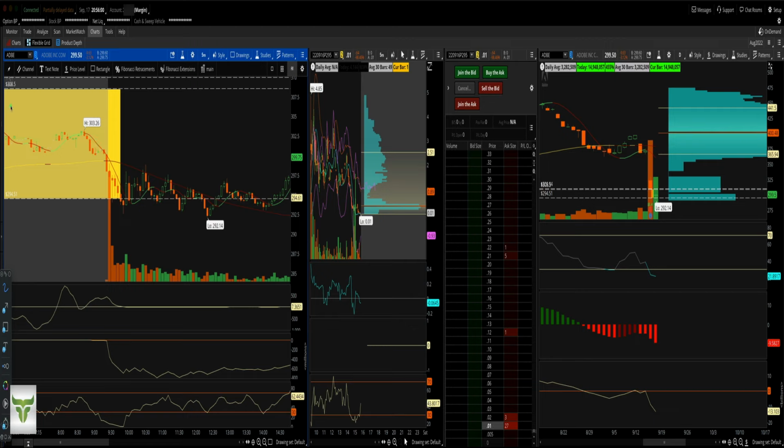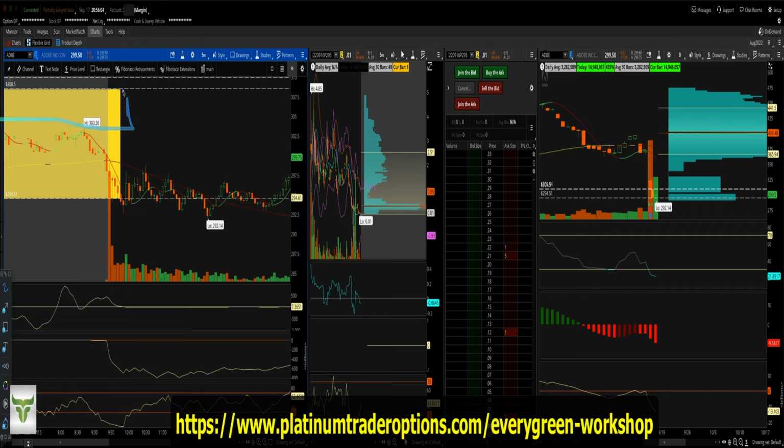This is massive overhead resistance. This is what this is. This is resistance. This is overhead supply and resistance. This is pushing down on this stock, right? The 200 is pushing down on this stock. The 200 is the granddaddy moving average of them all. The 20 is the next dominant because it's intraday and it's pushing down on the stock.